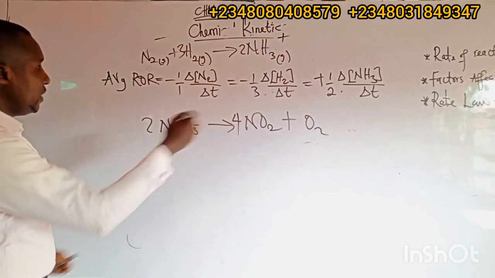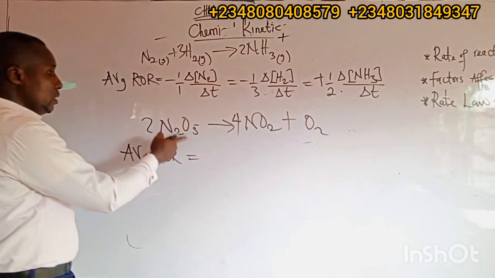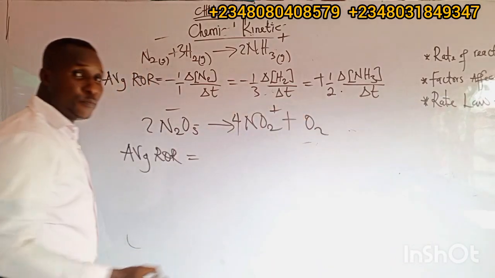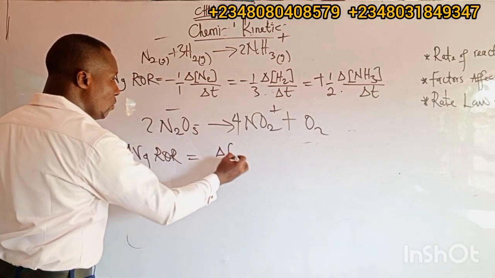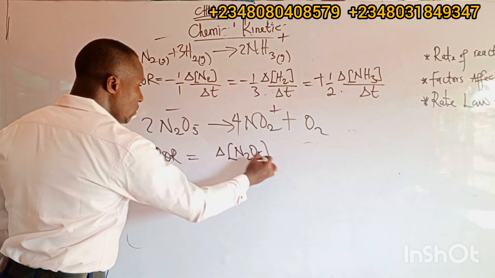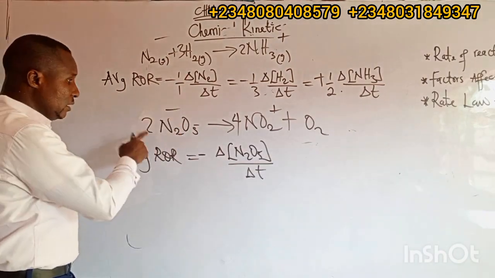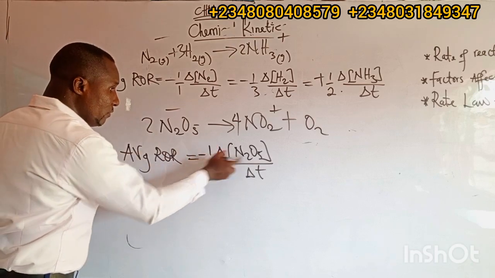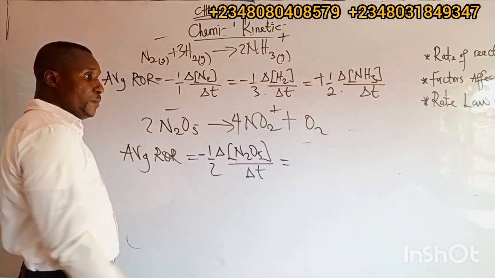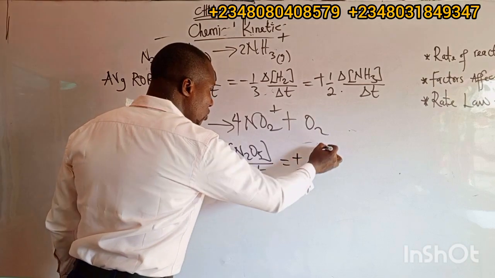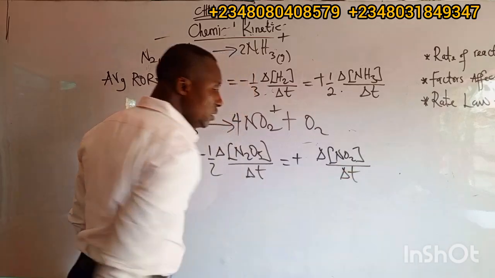Let's look at it. What is the average rate of reaction? The average rate of reaction will be equal to negative sign for reactant, positive sign for product. Why? Increasing in concentration, decreasing in concentration. Therefore, change in concentration of N2O5 with respect to time. Minus means decreasing. The stoichiometric coefficient is 2, so divide this by 2. Equal to, we have the product. What is the product? We have plus change in concentration of NO2 over change in time.